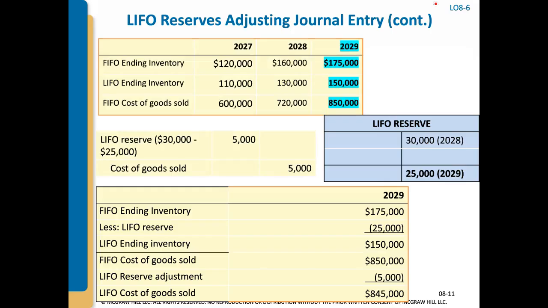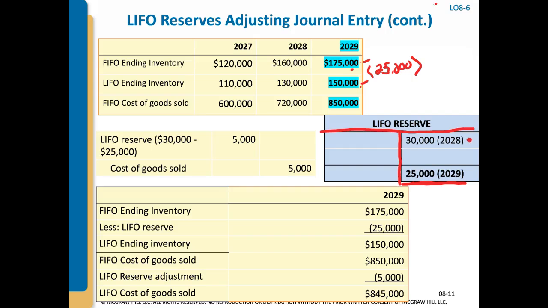Let's move on to the final year, 2029, and we are told that our FIFO ending inventory is 175, our LIFO ending inventory is 150. So we need to have $25,000, right, to get it from here to here in our reserve. That needs to be the ending balance in the reserve, $25,000. So here's our T account.